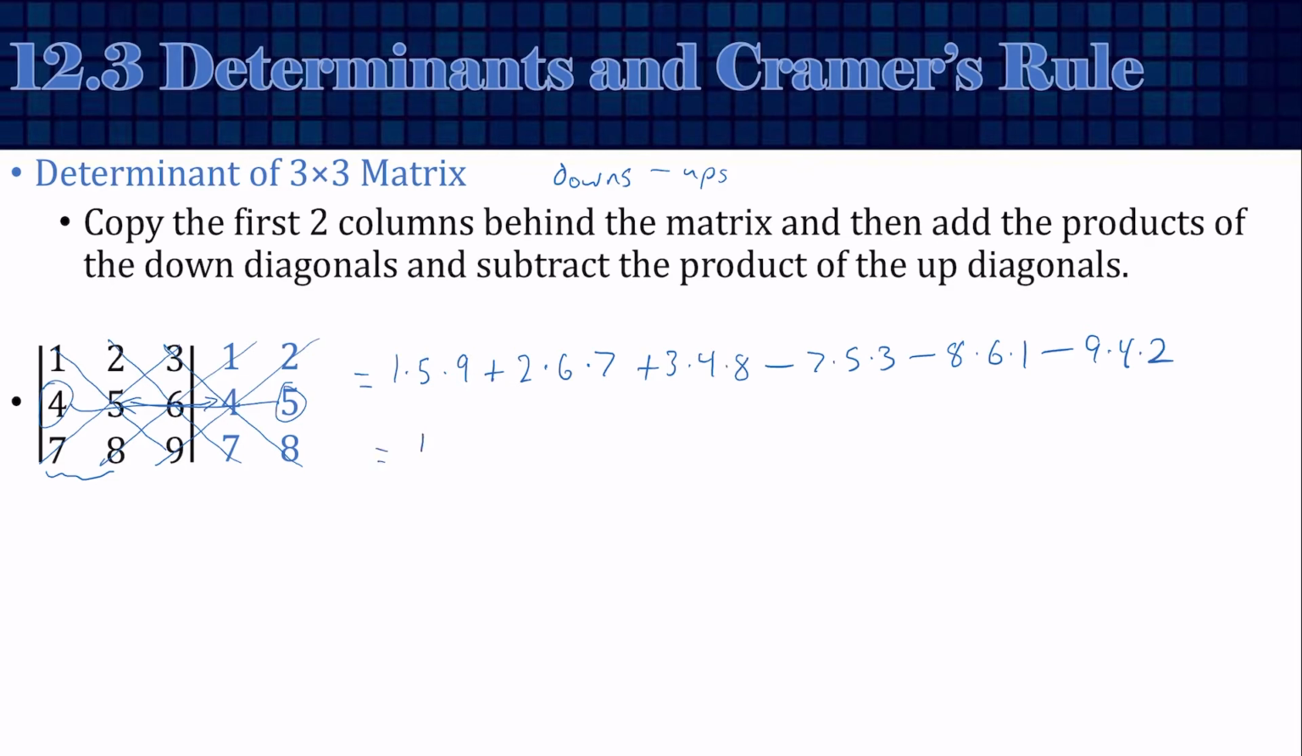All right, so let's just simplify. So that's 45. 2 times 6 times 7 is 84. 3 times 4 times 8 is 96. 7 times 5 times 3 is 105. 8 times 6 times 1 is 48. And 9 times 4 times 2 is 72. Add those all together, and you get 0. What? All that work for 0? Yeah, 0 is just a fine number.